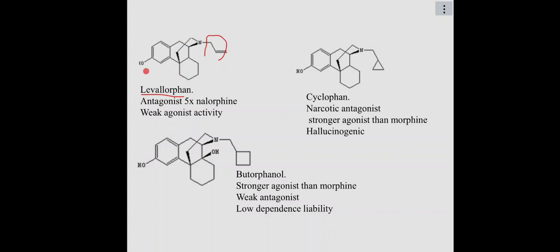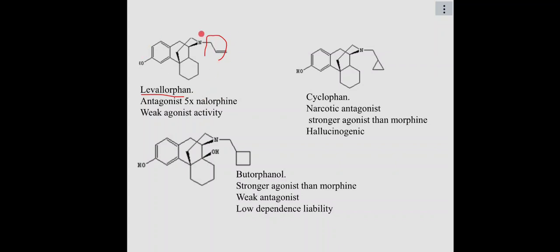nalorphine is very similar to morphine. The only difference between nalorphine and morphine is that morphine has an N-methyl group and nalorphine has an allyl group, like is found in levallorphan. So that's the only difference. We are saying, therefore, if we compare nalorphine and levallorphan, levallorphan has much, much higher antagonist activity, because, of course, this allyl group is responsible for antagonist activity.